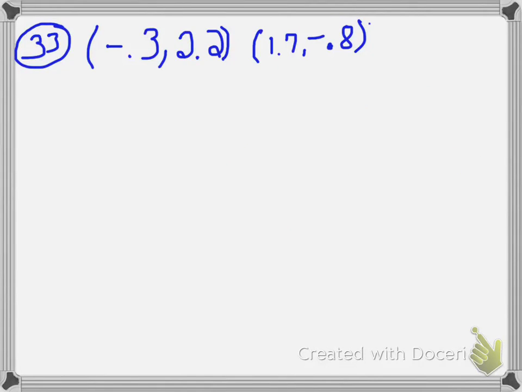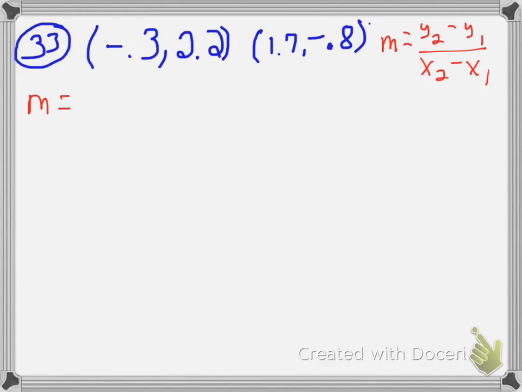We now move on to number 33. We're going to find the slope of the line passing through the 2 points, still using the same formula as we did before, with the y2 minus y1 over x2 minus x1. Now this time we're working with decimals, but everything works the exact same.